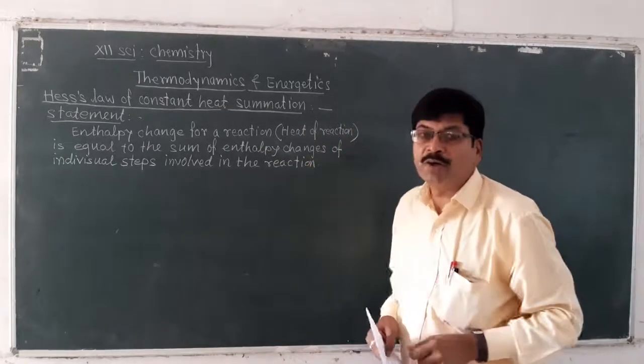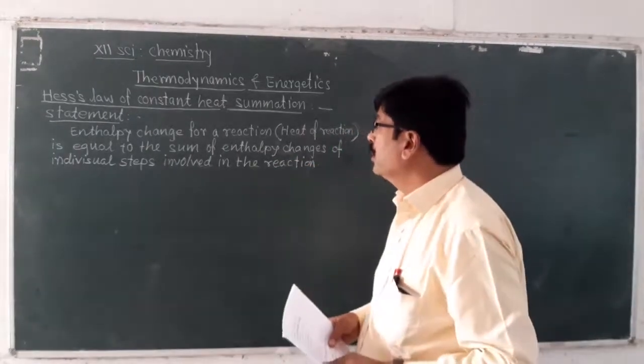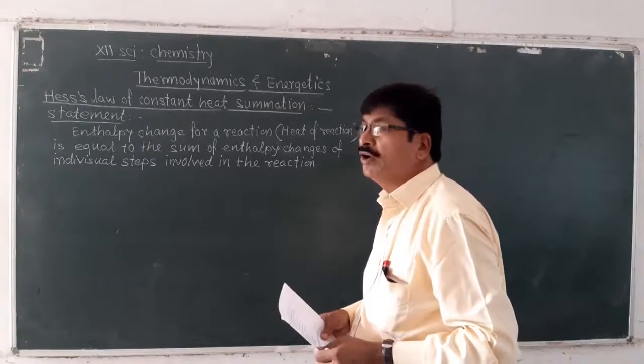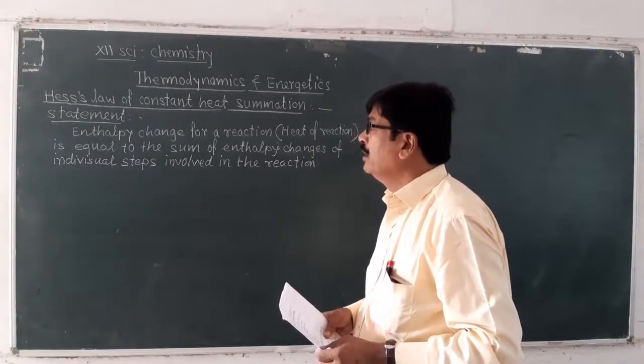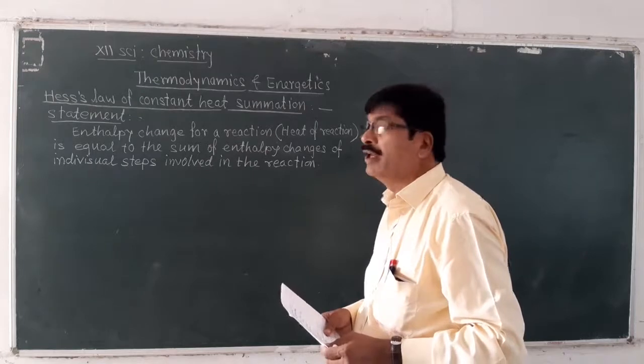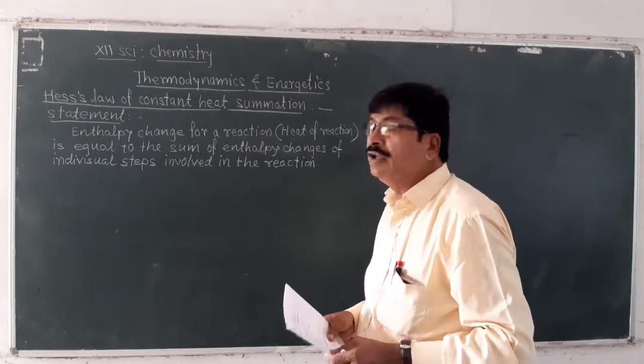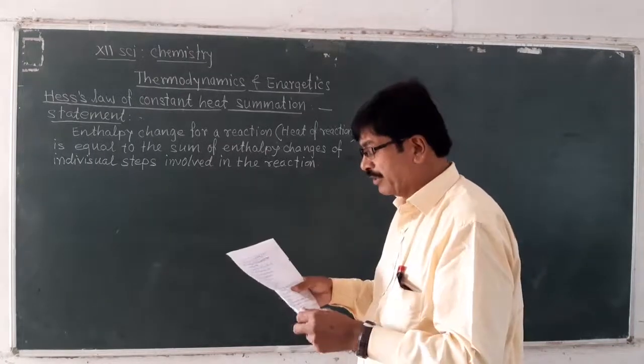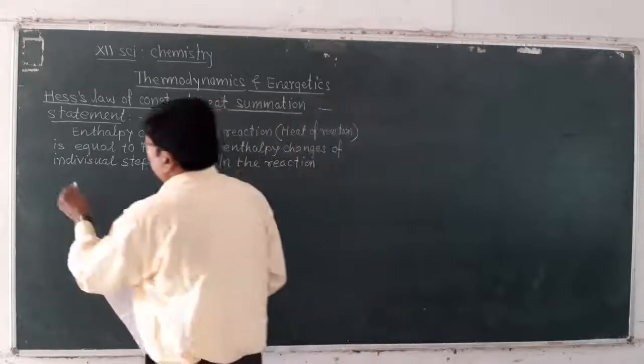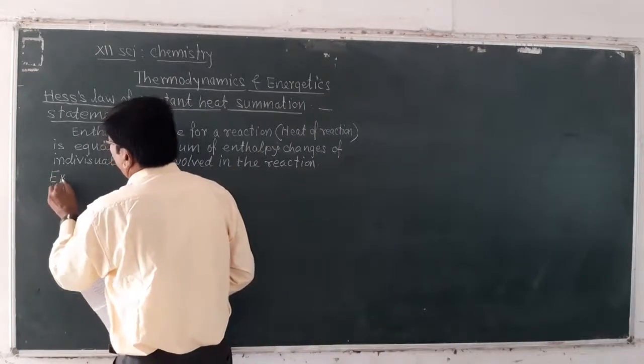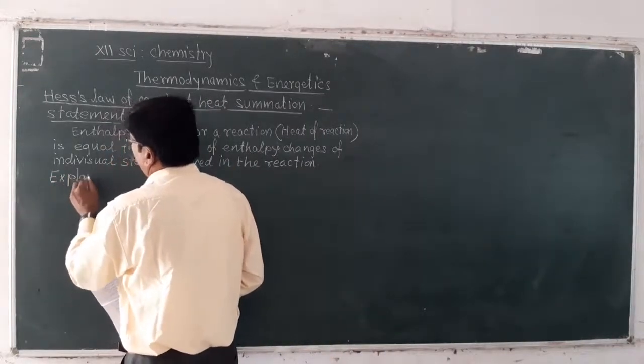What is the statement of Hess law? Enthalpy change for a reaction or heat of reaction is always equal to the sum of enthalpy changes of individual steps involved in the reaction. It can be explained with the help of some points.